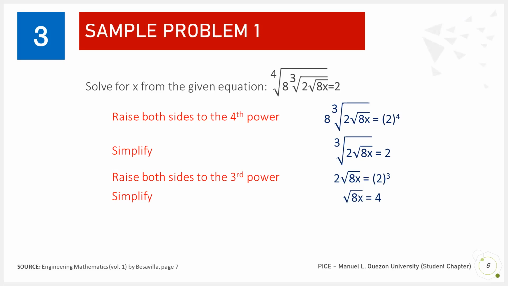And para makuha natin yung value ng x and para ma-eliminate na natin yung radical symbol, so we raise both sides to the second power. And we have 8x is equal to 4 raised to 2. And 4 raised to 2 is equal to 16. So, para makuha natin yung value of x, 16 divided by 8, and we have the final answer as x is equal to 2.